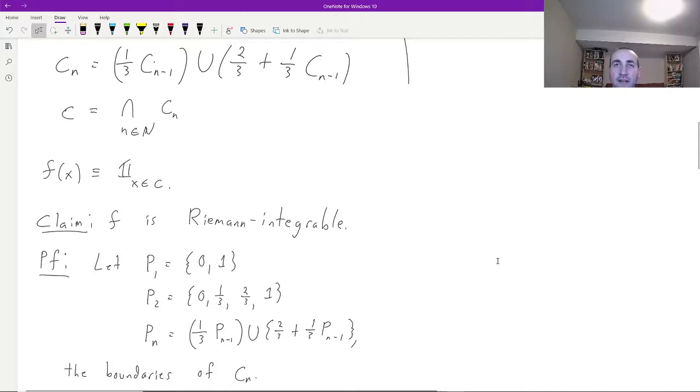And I'm going to define my function f of x to be the indicator function that x is sitting inside of the Cantor set. So my first claim is that f is in fact Riemann integrable. How am I going to prove that?